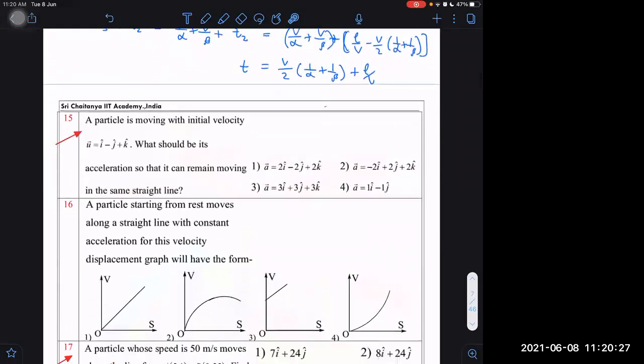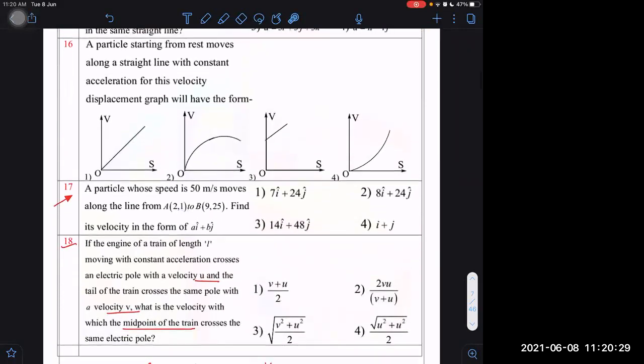Next, question number 16. A particle from rest moves along a straight line with constant acceleration. Then the displacement versus time graph, and the velocity versus displacement graph. Will it be 1, 2, 3, or 4?